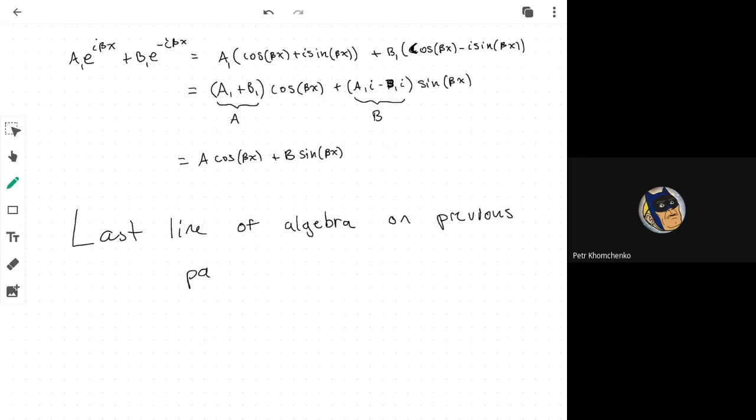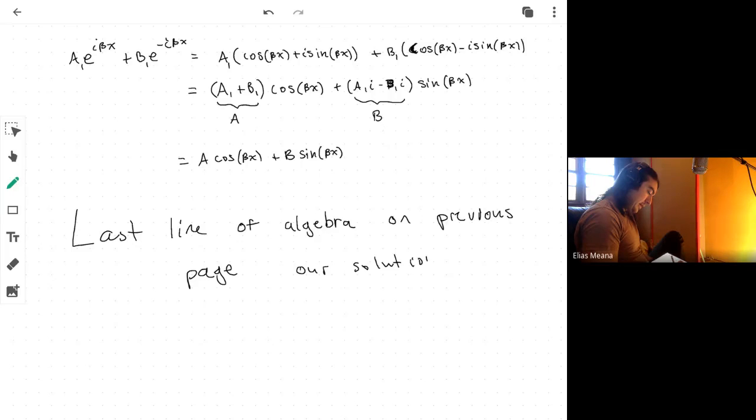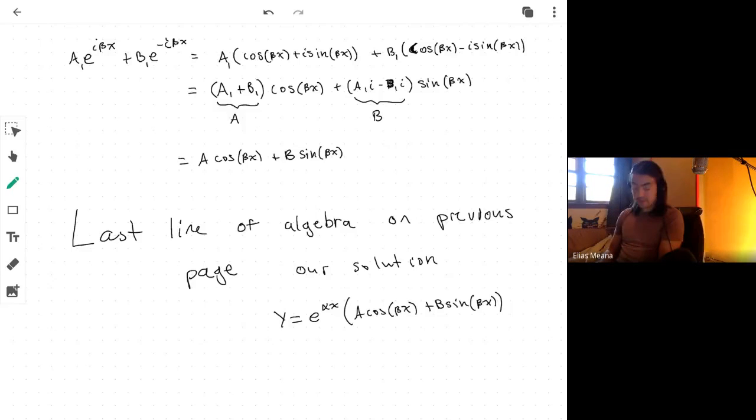But this line was also multiplied by e to the power of alpha x, right? So our solution should actually be y equals e to the alpha x times a cosine of beta x plus b sine of beta x. Yeah, absolutely. All right, let's do a situation where we actually solve this, right?